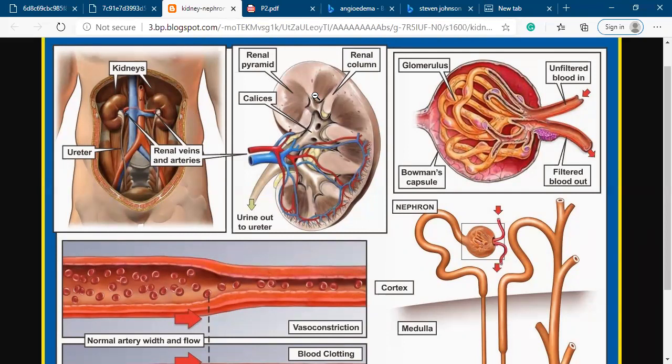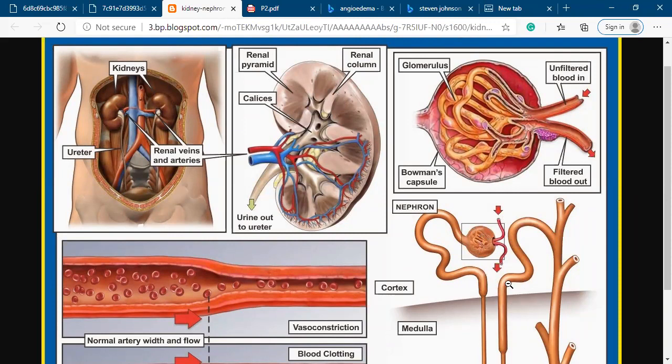So in the structure of the kidney, this is called a pyramid. Between two pyramids is called the renal column. And this area is called the calyx. This portion is called the hilum. This is specially called the renal pelvis, where urine goes out through the renal pelvis to communicate with the ureter. The structural unit of the kidney is called the nephron. This is the structure of the nephron.